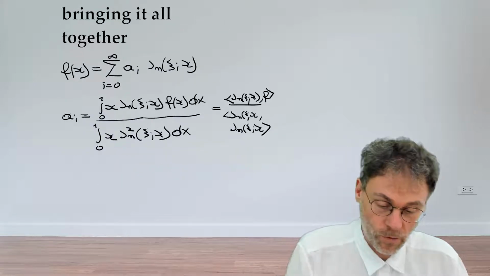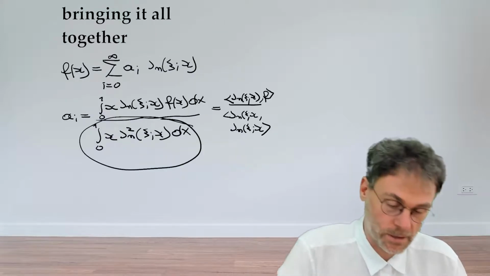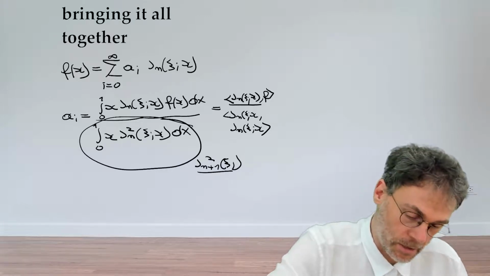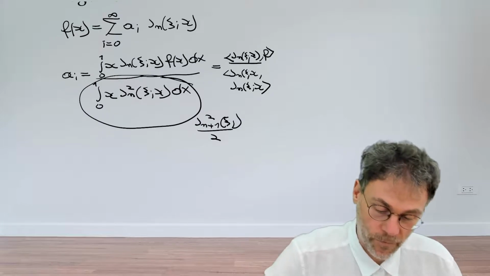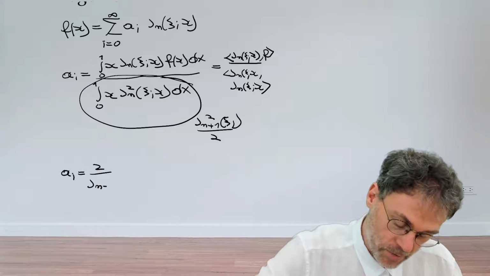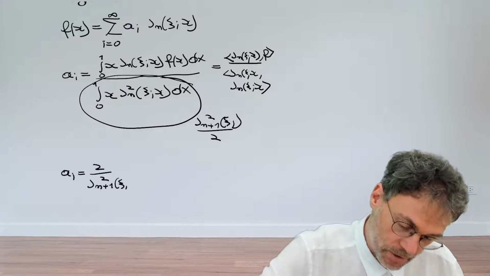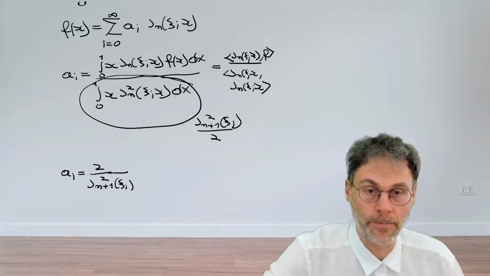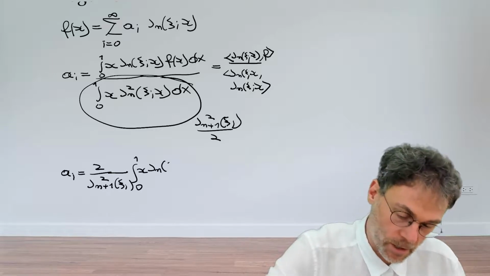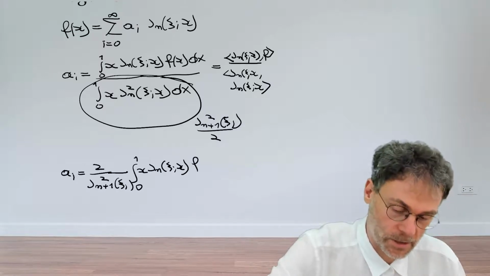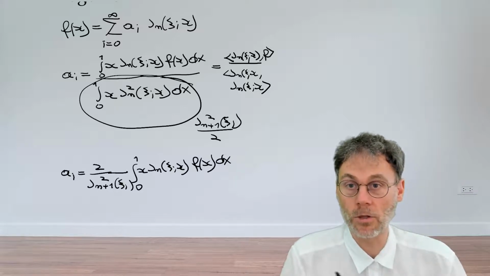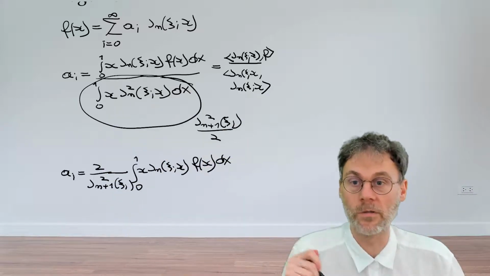Now in another video, we've calculated that this thing is equal to J_(n+1) squared psi_i divided by 2. So finally, we have our explicit formula for the expansion coefficient. It's 2 divided by J_(n+1) squared psi_i times the integral from 0 to 1 of x J_n psi_i of x f of x dx. Okay, so this was just combining the results from the previous videos.